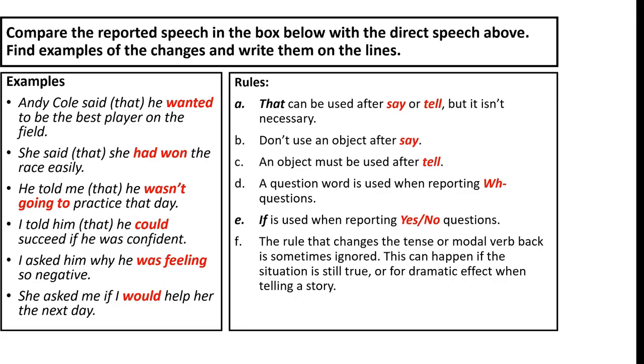The next example, I told him that he could succeed if he was confident. Now this is the change from can into could. The next example, I asked him why he was feeling so negative. In the rule, it says D: a question word is used when reporting WH questions. But this is not a question, this is reported speech. You don't say, I asked him why was he feeling. You say, I asked him why he was feeling.